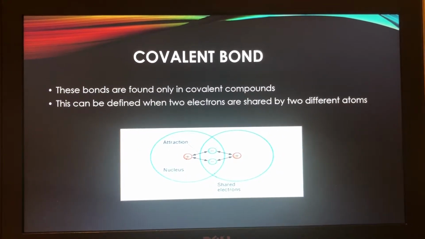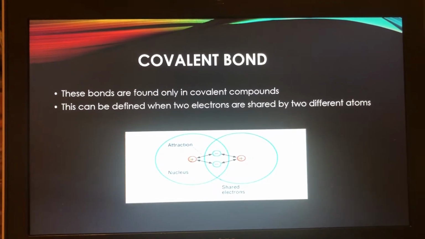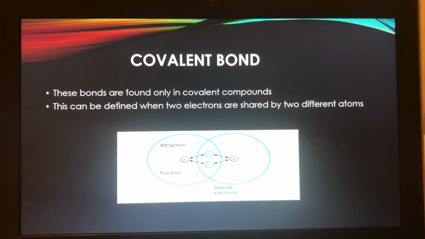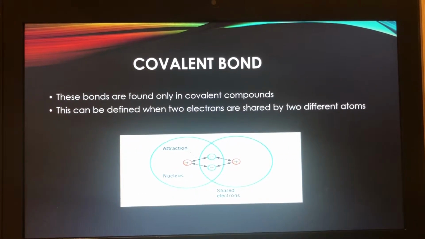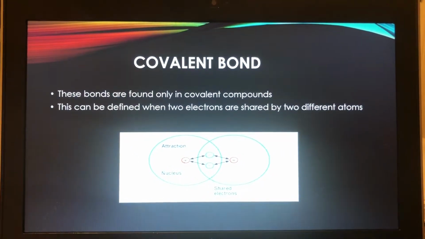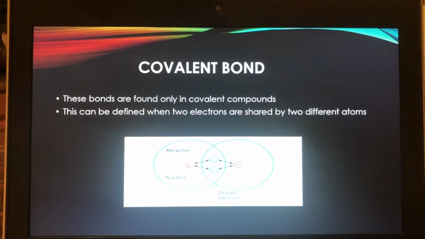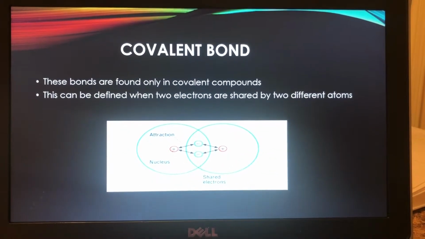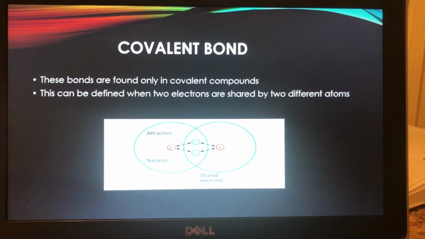Since they both have 7 valence electrons, they need one more in order to attain stability and to complete their octet. The two chlorine atoms would come together to form a chlorine molecule. Since they share the one pair of electrons, this would form a single bond.